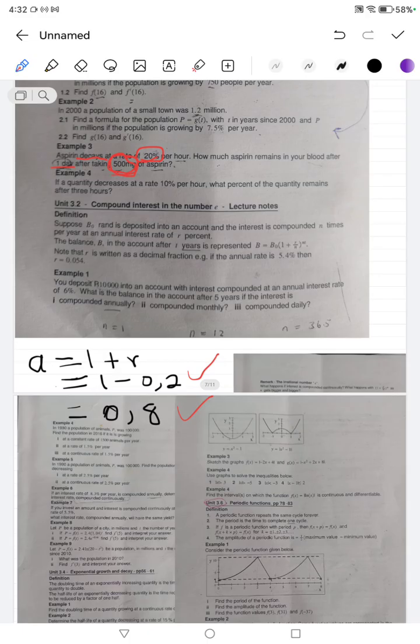Now we have another similar example. They're saying if a quantity decreases at a rate of 10%, we're still having an example where we're supposed to use a decay. So we still have A equals 1 plus r, but now we're dealing with a decay. We have 1 minus the 10%, which is 0.1. It means now you're left with 0.9, which is your 90%.